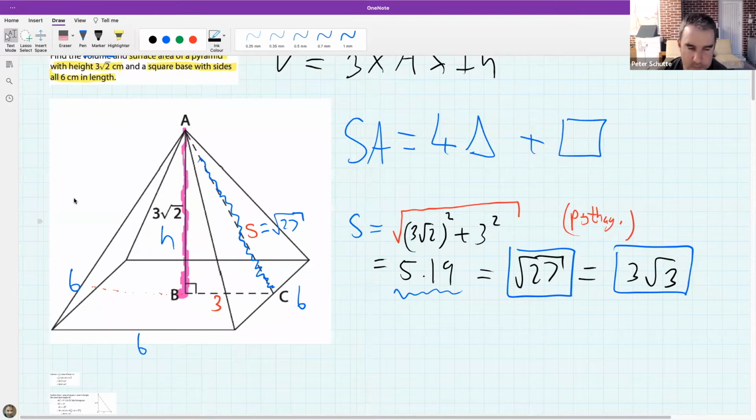So think about where the base of the triangle is. So I see the base of the triangle here. And I see the height of the triangle there. And then I also see that same thing repeating 4 times over. And then I also see there's a square that needs to come with that. See what you can get for that surface area.